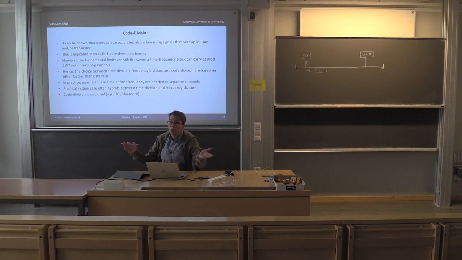So time division and frequency division have the same properties, so we cannot gain by choosing one or the other. So it's practical things that determine whether we use TDMA or FDMA. In many cases, we actually use a hybrid between these two. So for instance, modern 4G and 5G systems are built on a hybrid between TDMA and FDMA. Then there is another one which is called code division.